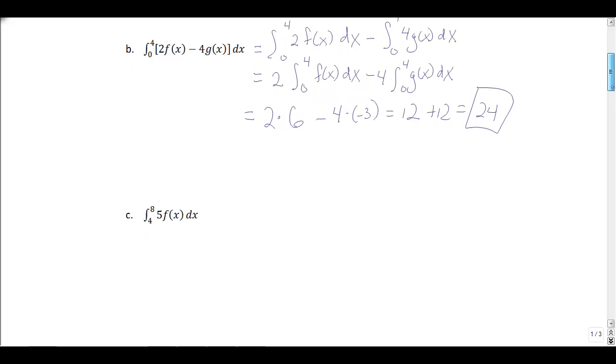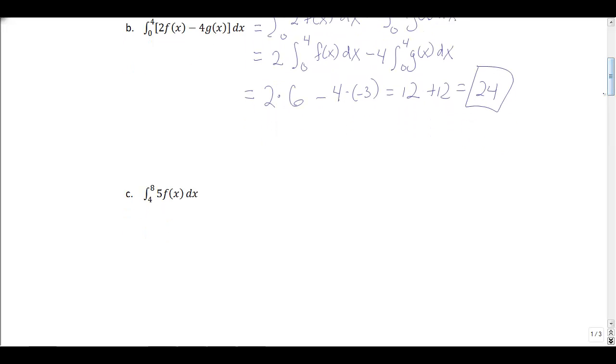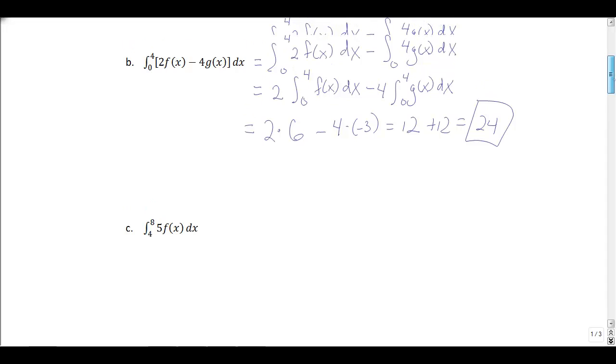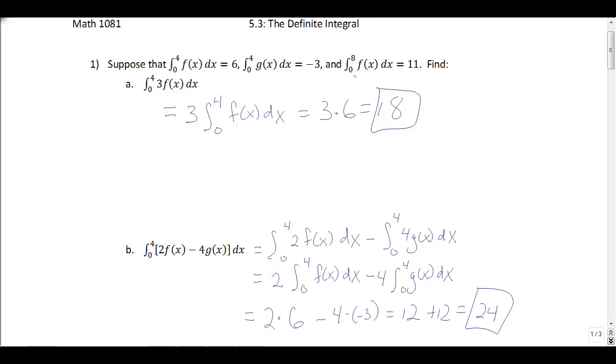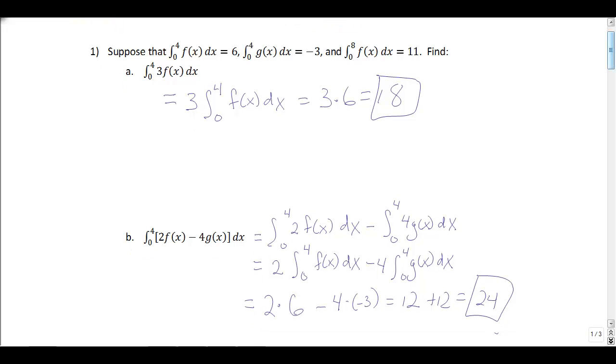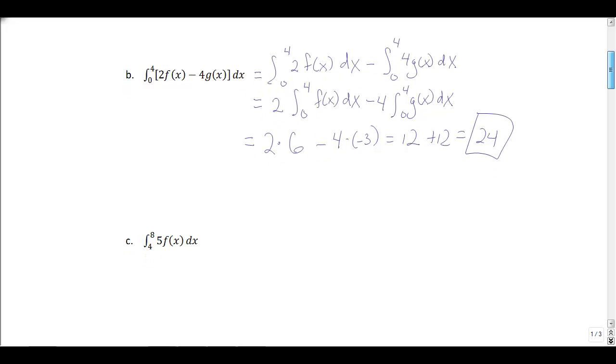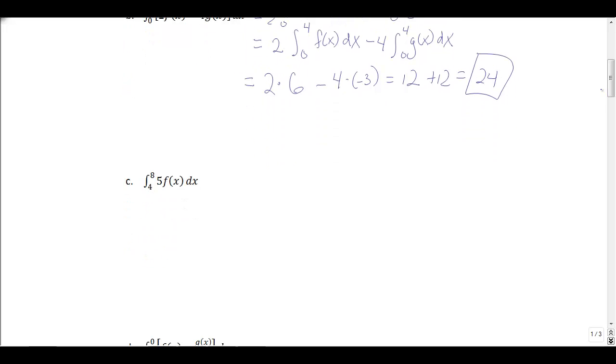Next up, we're going to integrate from 4 to 8, 5 times f of x dx. Now, what we have for f, let's just go back up here to look at this. We have an integral from 0 to 4 and an integral from 0 to 8 here. So there's a property where essentially I can say an integral from a to b, let's use h of x dx, plus an integral from b to c of h of x dx, is the integral from a to c of h of x dx.